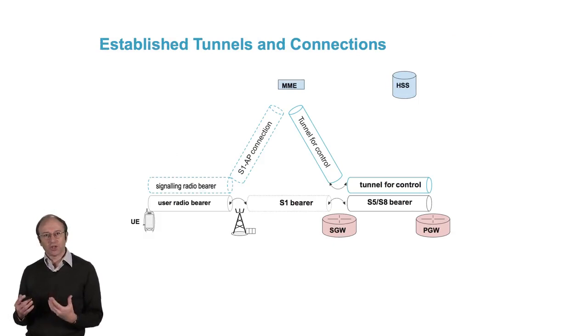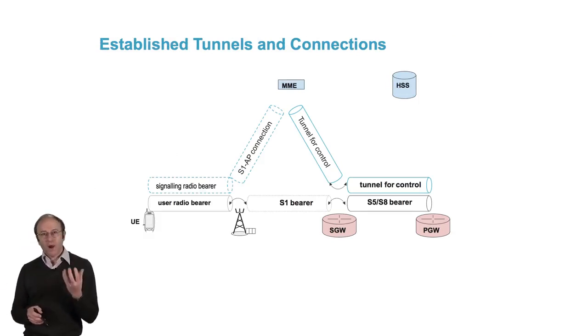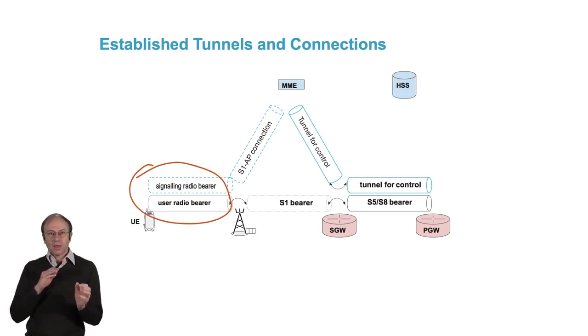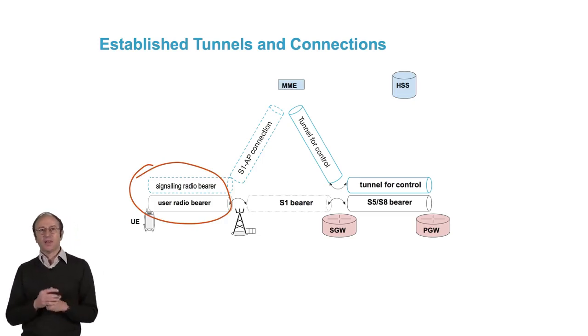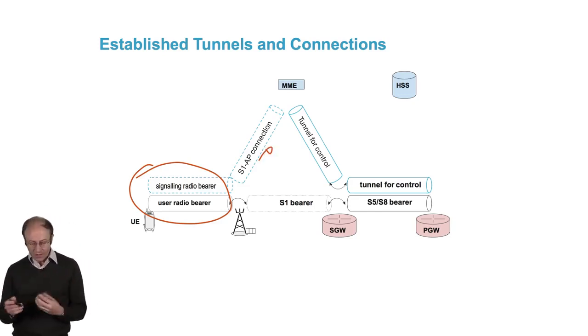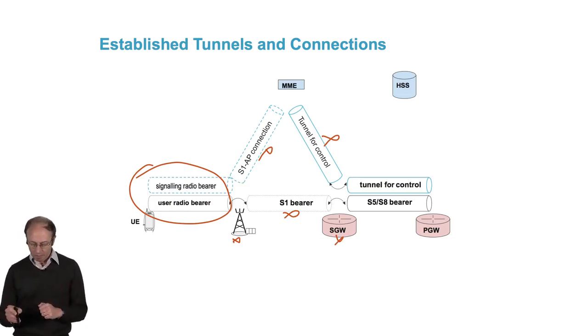Tunnels and connections are established, and we have this diagram that we will see in a lot of the videos. The radio bearer with the signaling bearer between the UE and the eNodeB. The S1 AP connection, the tunnel for control. Then a data tunnel called a bearer between the eNodeB and the S-gateway. Another bearer between the S-gateway and the P-gateway, and the tunnel for control.